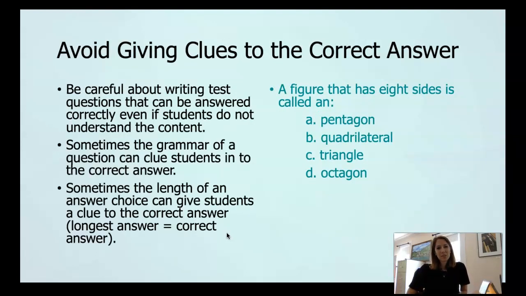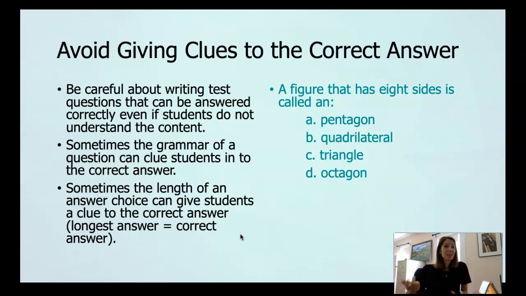And then we also want to make sure that we are avoiding giving clues about the correct answer, because sometimes the way that a multiple choice question is constructed, we can kind of guess what the correct answer is based on the way that the question is worded. Like if we look at this example, a figure that has 8 sides is called an, and even if we didn't know, we could guess that the right answer is an octagon, because the word an signifies that the correct answer is going to start with a vowel, because it's an and not a, right? So if we look at answer choice D, octagon, that's the only answer that starts with a vowel. So therefore D has to be correct.